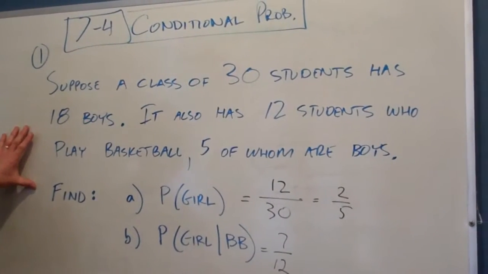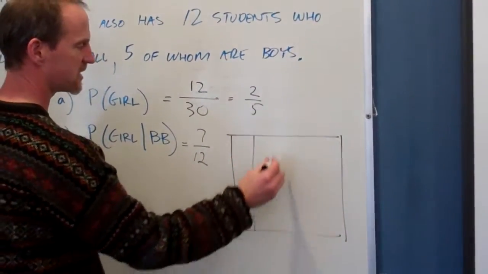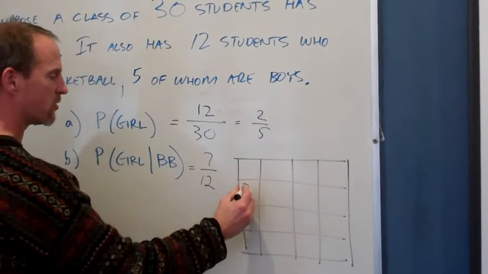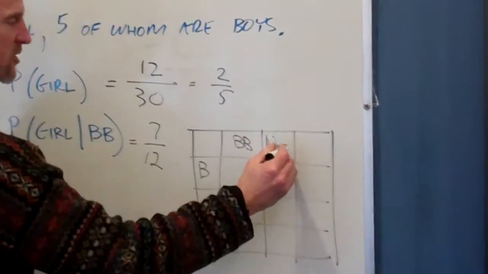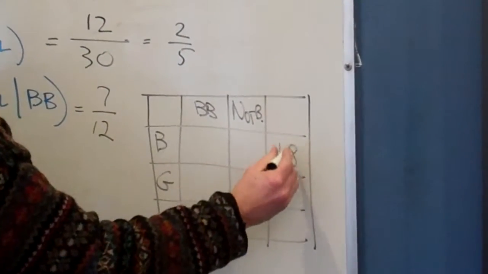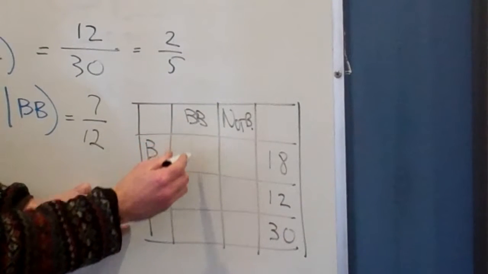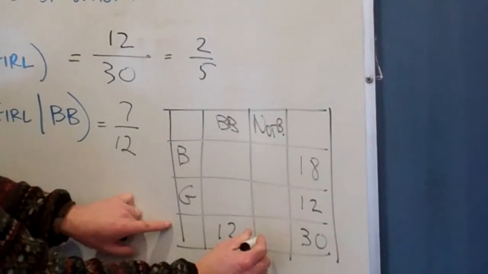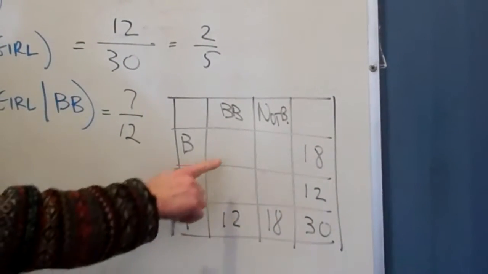To do problems like this, sometimes it's easy to draw a little chart. I haven't left myself a lot of room here, but if you do something like this, where this is boys, and here are girls, and here's basketball players, and then not playing basketball. We know that the boys add across to 18, the girls add across to 12, and the total down here is 30. The basketball players will total 12 this way, and not basketball will total 18. Kind of a poor choice of numbers because these are not related to these numbers, but you should be able to sort that out.